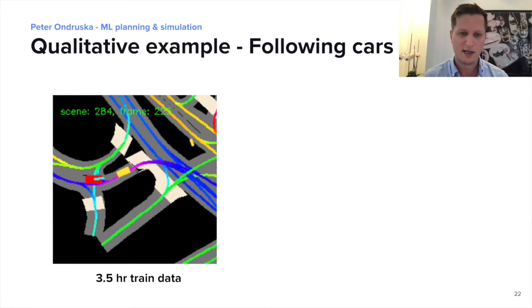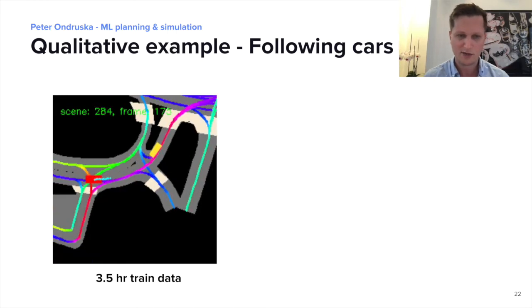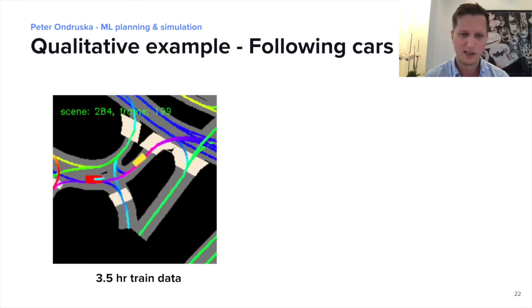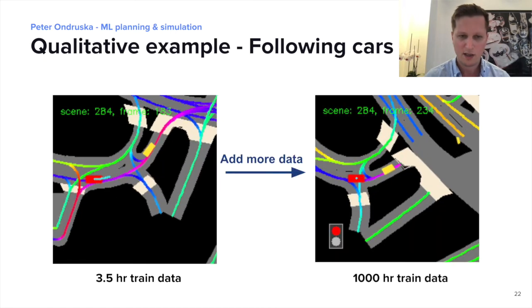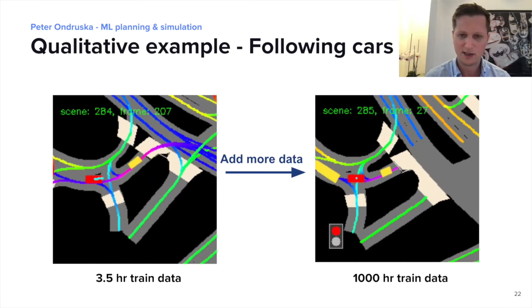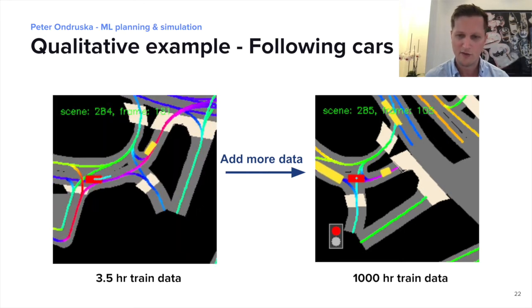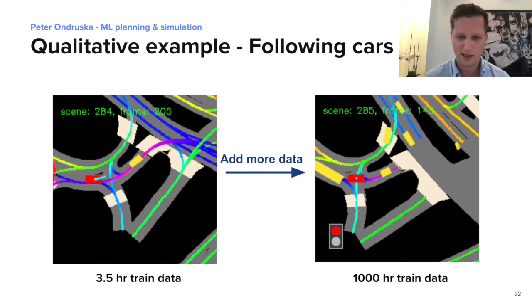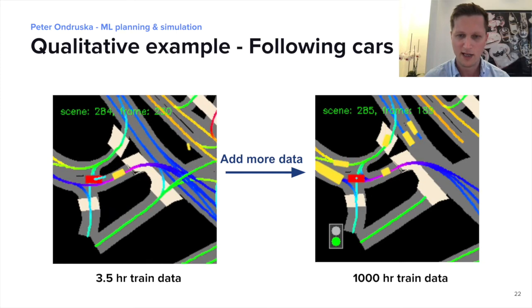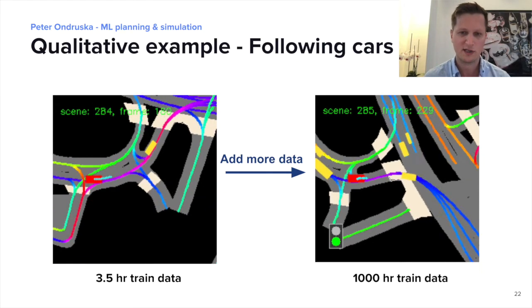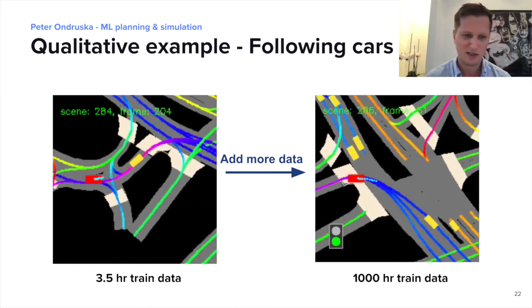So here is a car that is coming to an intersection behind another car, and as you can see, it cannot handle stopping towards the lead car. But as you train on more data, this behavior is successfully learned, and the car can wait for the green light and then just follow through the intersection, keeping a safe distance to the car in front of it.